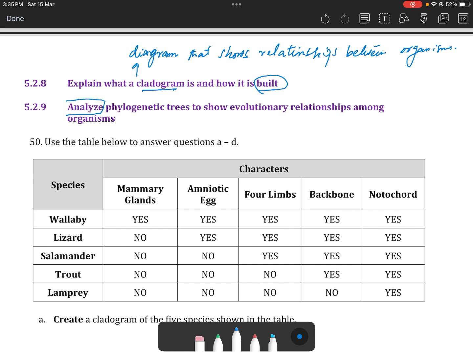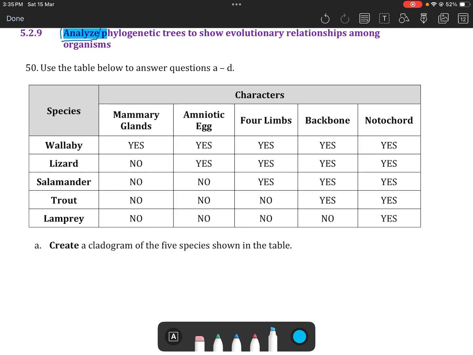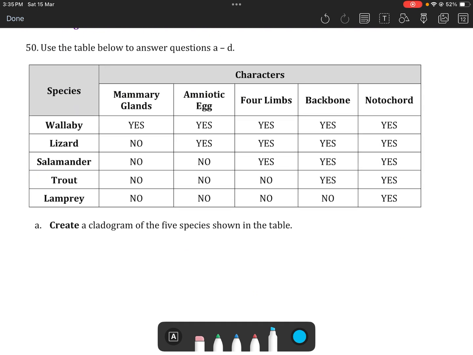And second thing, you need to analyze. So these are the most important things. You need to know how it is built, and how you need to analyze it to show the evolutionary relationship among the organisms. You will always have such a table. This is the simplest table with yes and no. The most important thing to note is species and characters, and these characters are normally derived characters which are very unique to all, but one of the characters will be common, present in all.